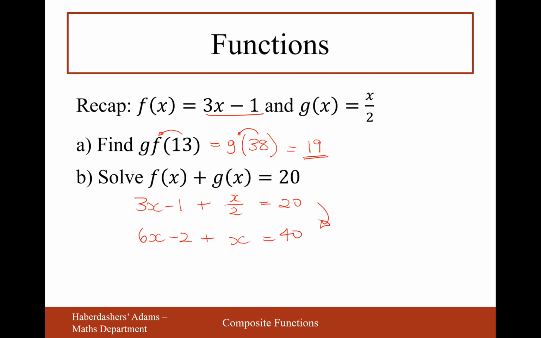So on both sides of the equation here, we've just timed all the individual elements by 2. 6 plus x is 7x, and then take away the 2 on, so add the 2 onto the other side, you get 42, and then divide by 7 and you get 6, so 6 is the answer to part B.